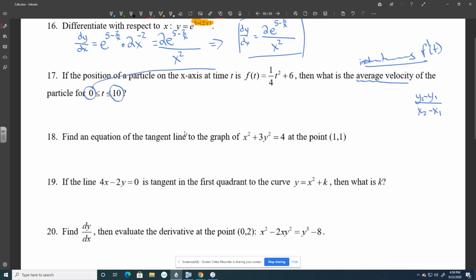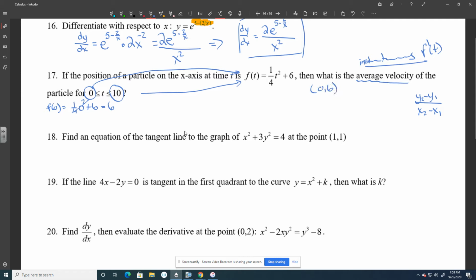So I have to plug those into my function and get my y values. So f of 0 is going to equal 1/4 times 0 squared plus 6. So that's going to cancel, and I'm just going to end up with 6. So one of my points is (0, 6).